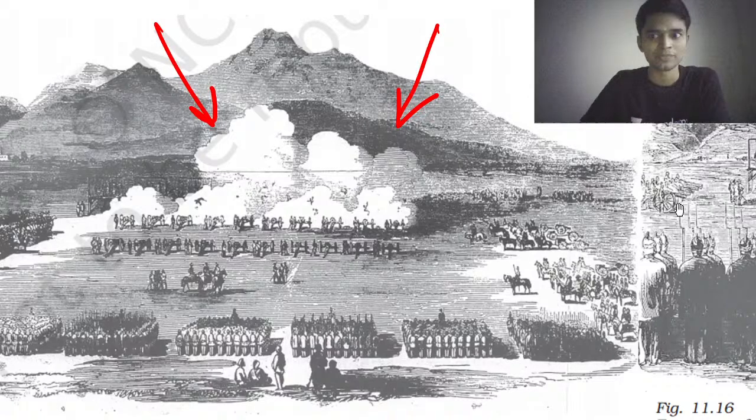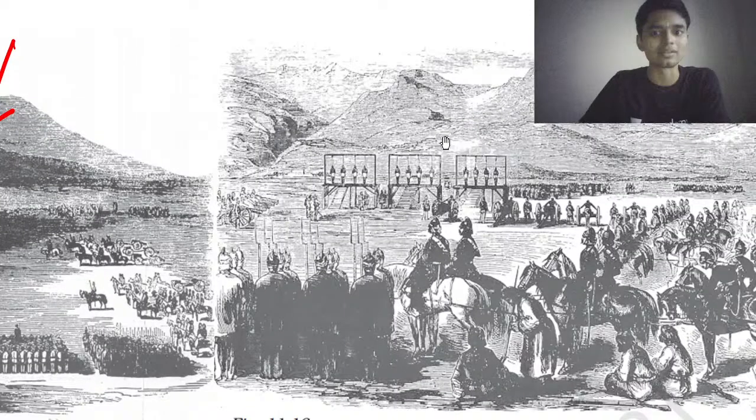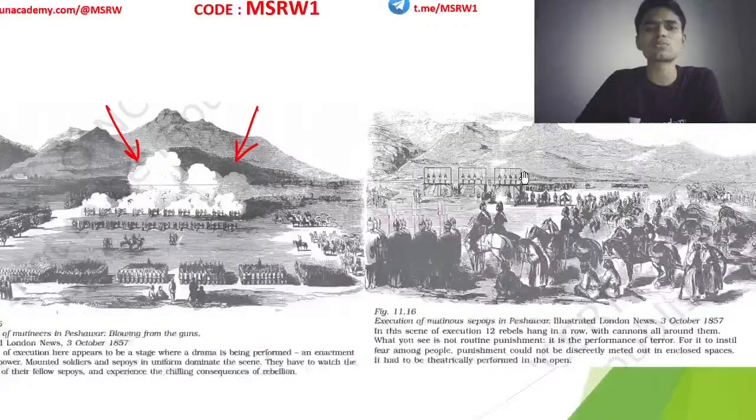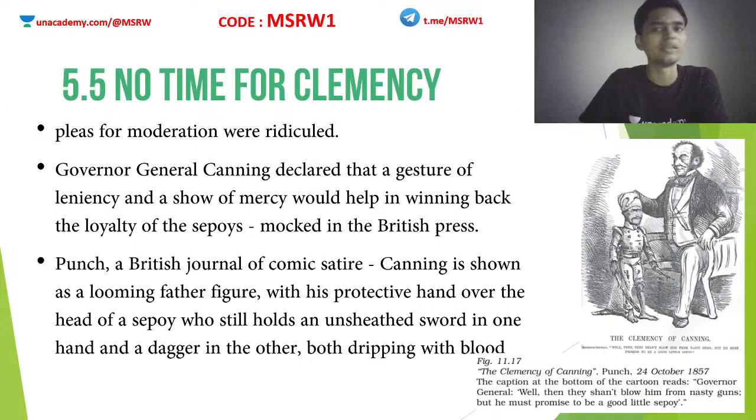Similarly, the Indians are also hanged in gallows, just like this. Okay, you can see the image here. Many people are hanged to death. So basically, Britishers wanted revenge and they conducted it in various inhuman ways.